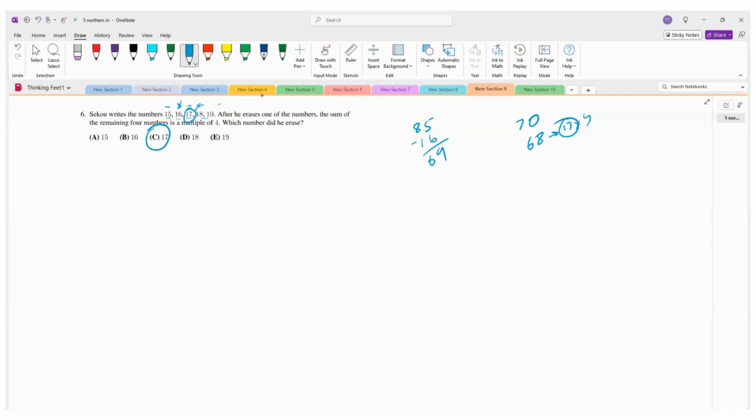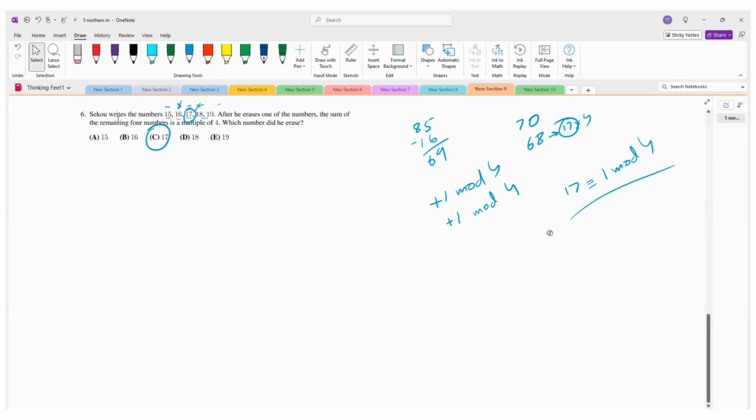You can also use modular arithmetic to figure that out. 85 is 1 mod 4. So the number that you subtract should also be 1 mod 4, because then if you subtract, you're going to get 0 mod 4. And 17 is the only number that is 1 mod 4. If you're not familiar with modular arithmetic, then don't worry about it, but you can use it to figure this solution out a little bit faster.